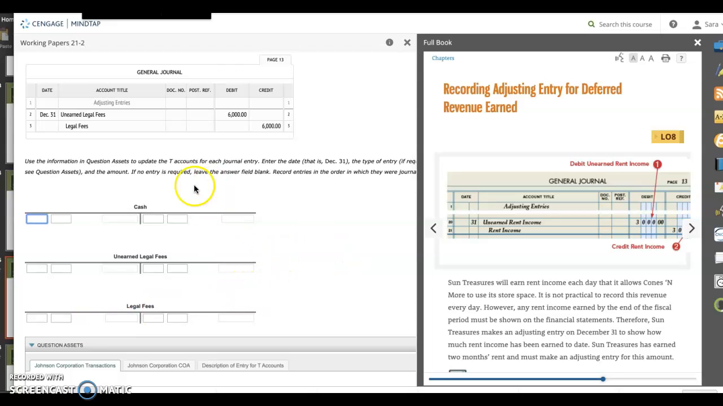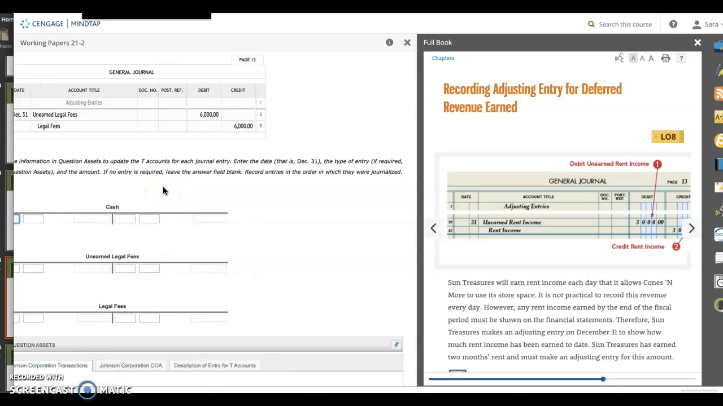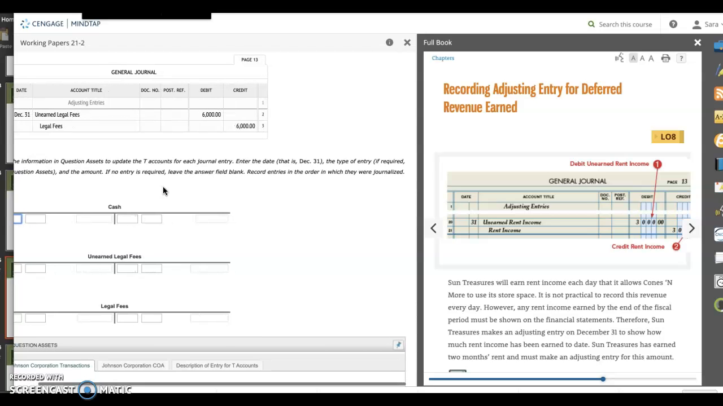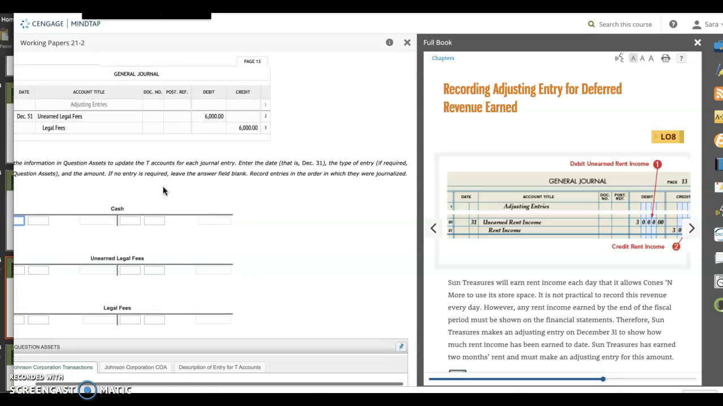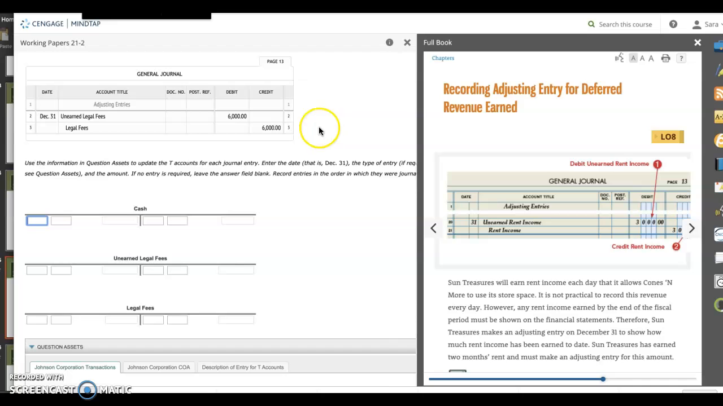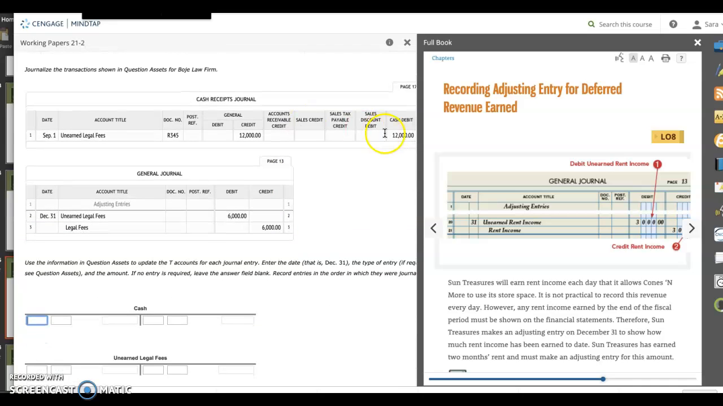Okay, now we're going to use the information in question assets to update the T accounts for each journal entry. Enter the date, the type of entry, and the amount. If no entry is required, leave it blank. So if we start with cash, the only place we had cash was right here as a debit. So we'll leave this first side blank.